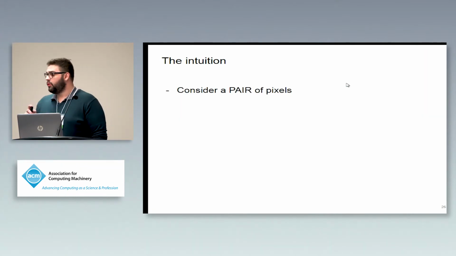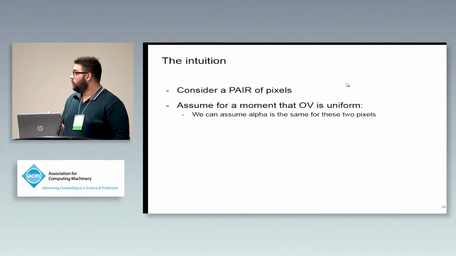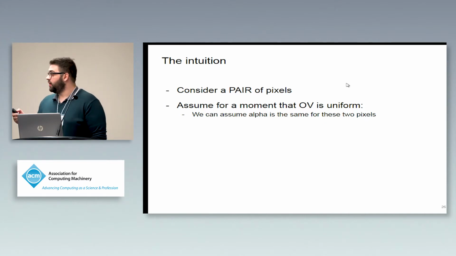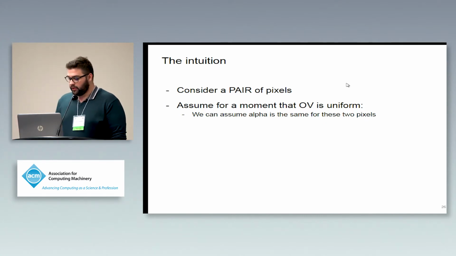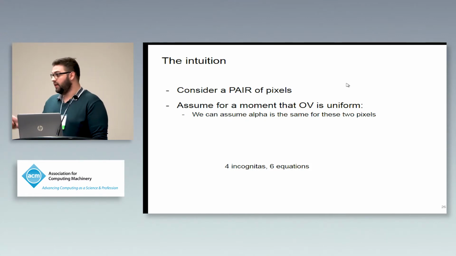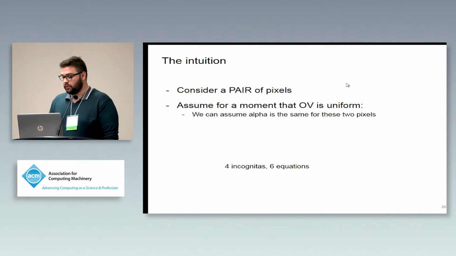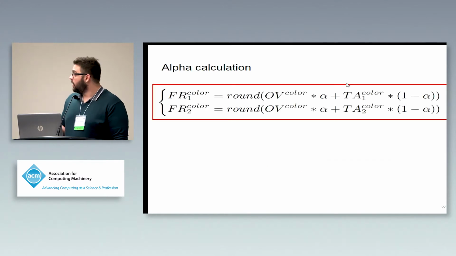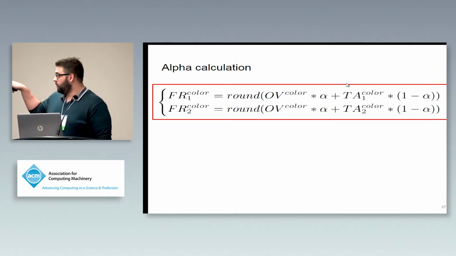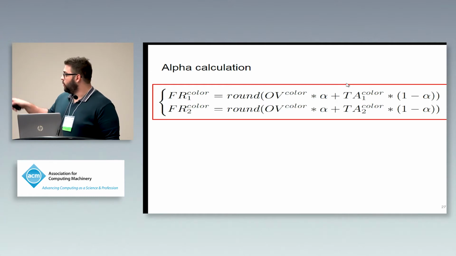We had an intuition. If we consider a pair of pixels, and we assume for a moment that the overlays are uniform, then we can share the alpha between those pixels. By doing this, we still have four unknowns, the RGB triplet and the alpha value, but this time we have six equations. So now it's better. So we write our system of equations. Here we wrote only two of them, but keep in mind that color means RGB, so we will have three different formulas for every equation here.